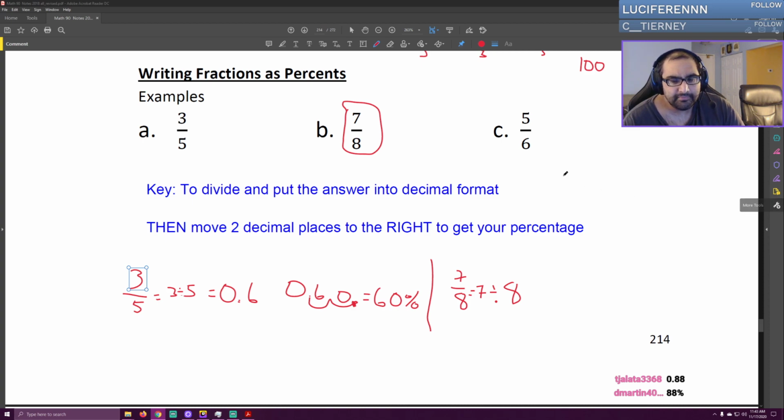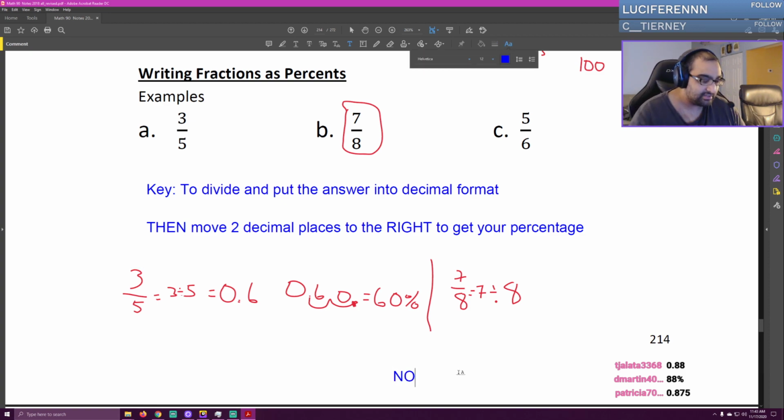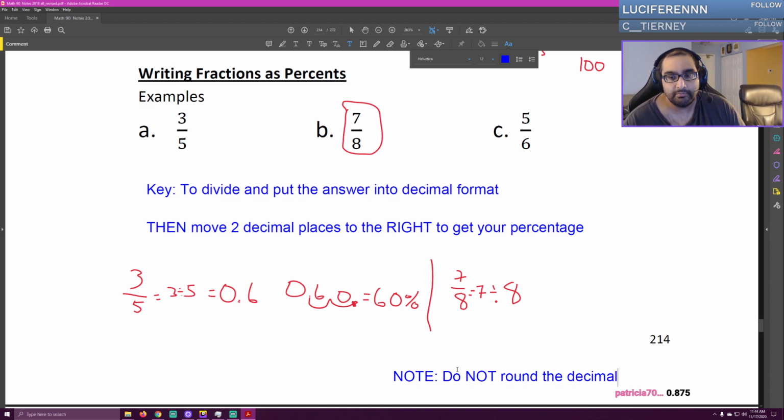Okay. All right. So here's the part. All right. Lots of things here. So we have 0.88. We have 88%. We have 0.875. All right. So this is going to be an important note here for you guys. That's why it's a good thing I asked, just to keep you on your toes. So note here, do not round the decimal. Okay, so we are not rounding the decimal here.